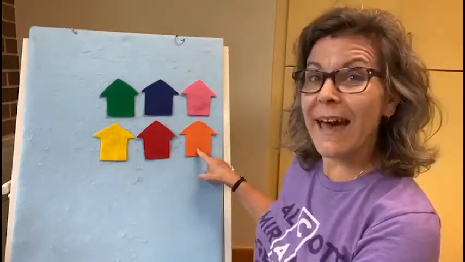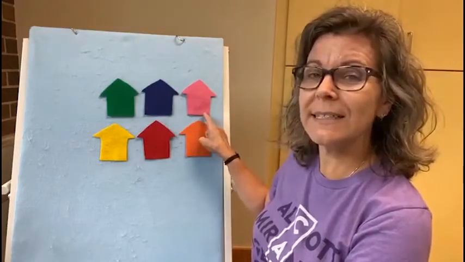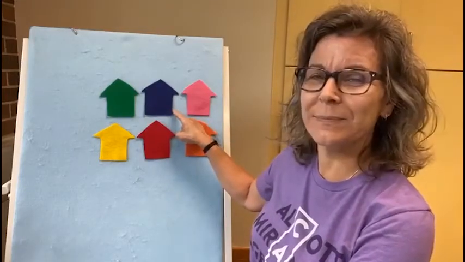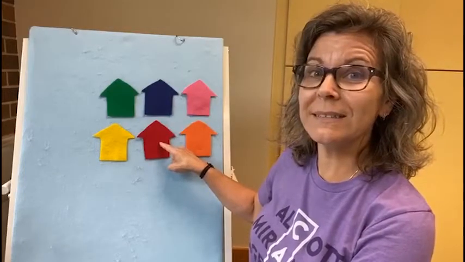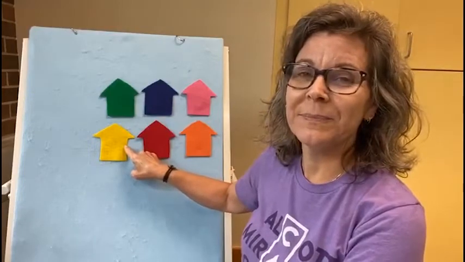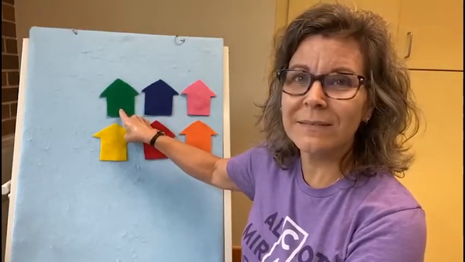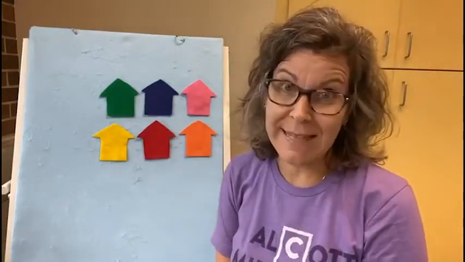What color is that? Orange. And this color is pink. How about this one? Blue. Do you know what that one is? Red. How about this color? Yellow. And what color is this one? Green. Very good.